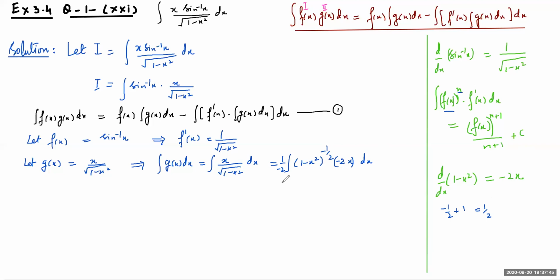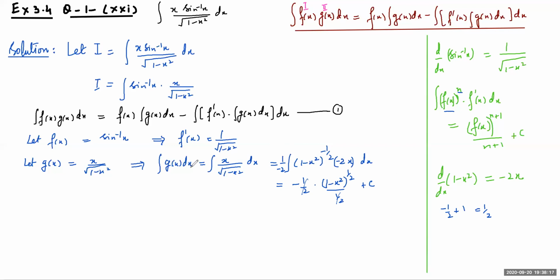So let me write it. The result becomes minus 1 by 2 outside, and here I have 1 minus x square to power 1 by 2 divided by 1 by 2. This is it. And of course, a constant of integration. So let's write it there. So what happens? I see that I can cancel this 1 by 2. So I cancel this 1 by 2. I cancel this 1 by 2. And as a result, what do I have?